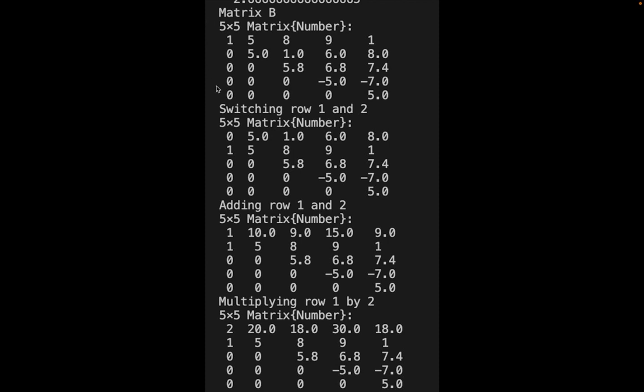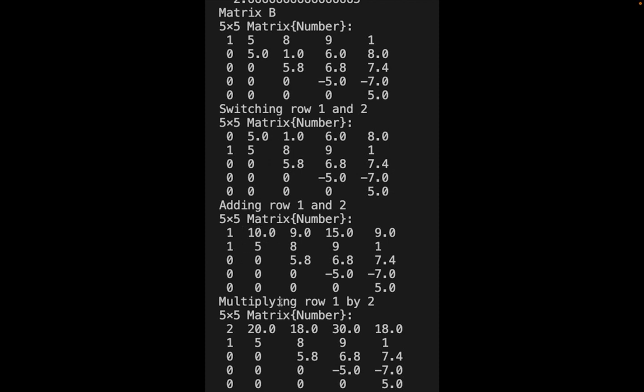These are the row operations. This is the matrix we start with, for example. If we want to switch row 1 and 2, we just switch their places like this. Nothing changes for the elements. If we want to add row 1 and 2 together and write the values on row 1, we can do it. 0 plus 1 makes 1, 5 plus 5 makes 10, and so on.